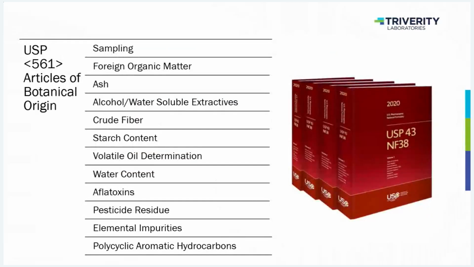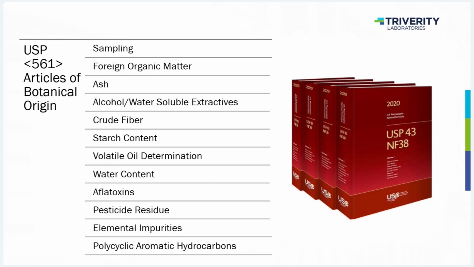There's also a USP chapter, USP 561, Articles of Botanical Origin. And in it, there are requirements or procedures for additional tests. It does provide some guidance on sampling, tests for foreign organic matter, ash, total ash, acid insoluble ash, and water soluble ash, and then alcohol water soluble extractives, crude fiber, starch, volatile oil determination, water content, aflatoxins, pesticide residue, and elemental impurities.